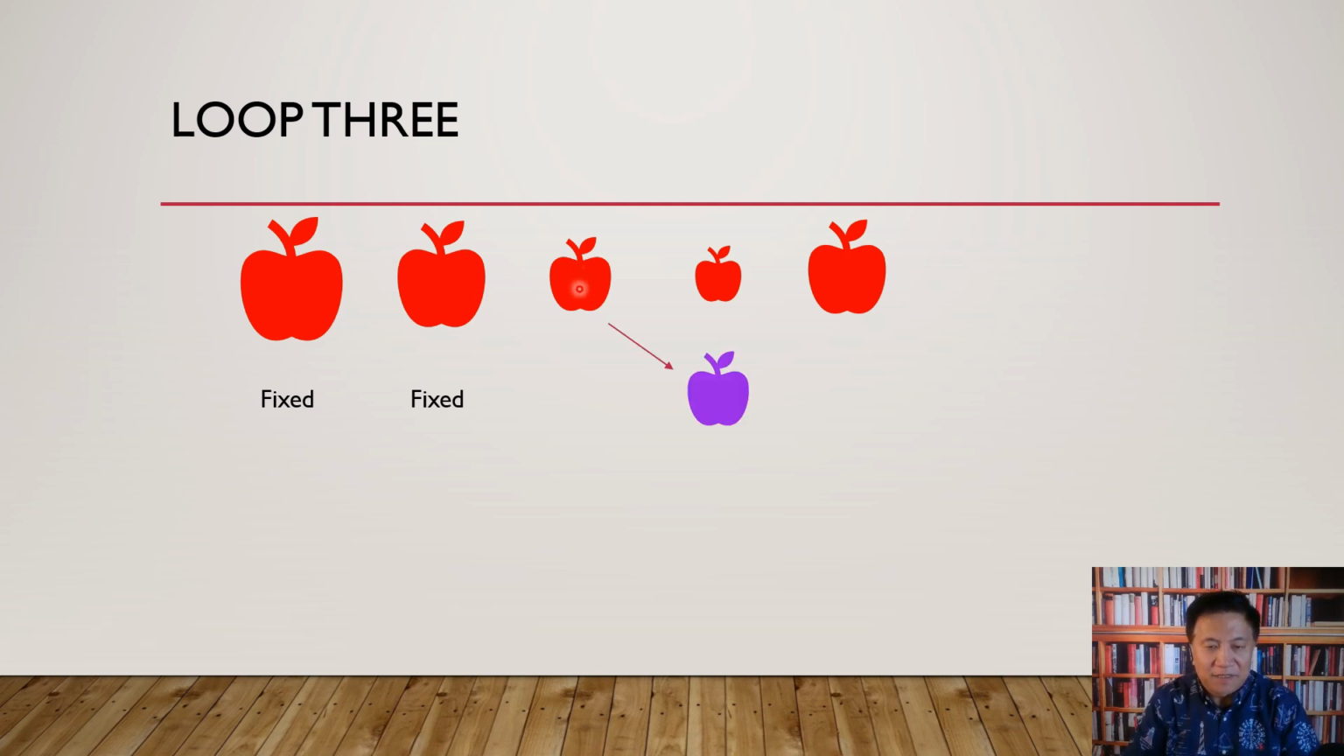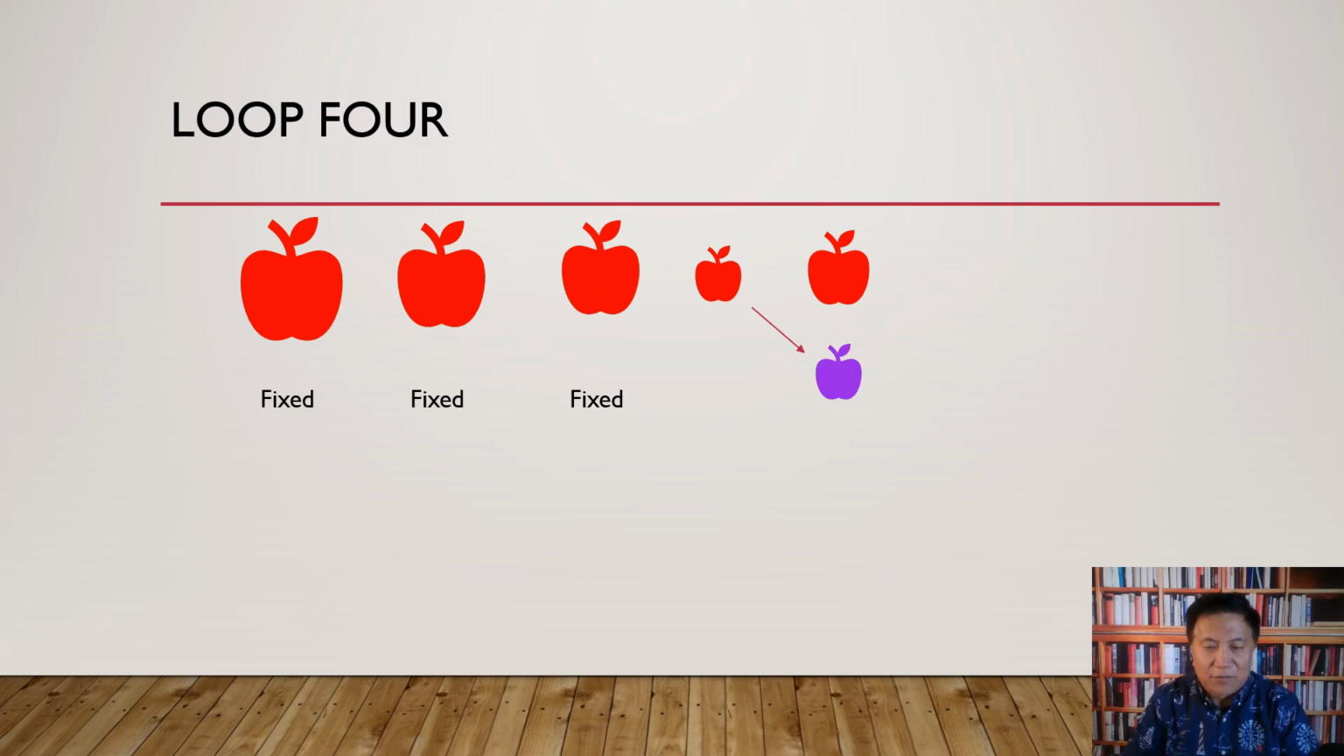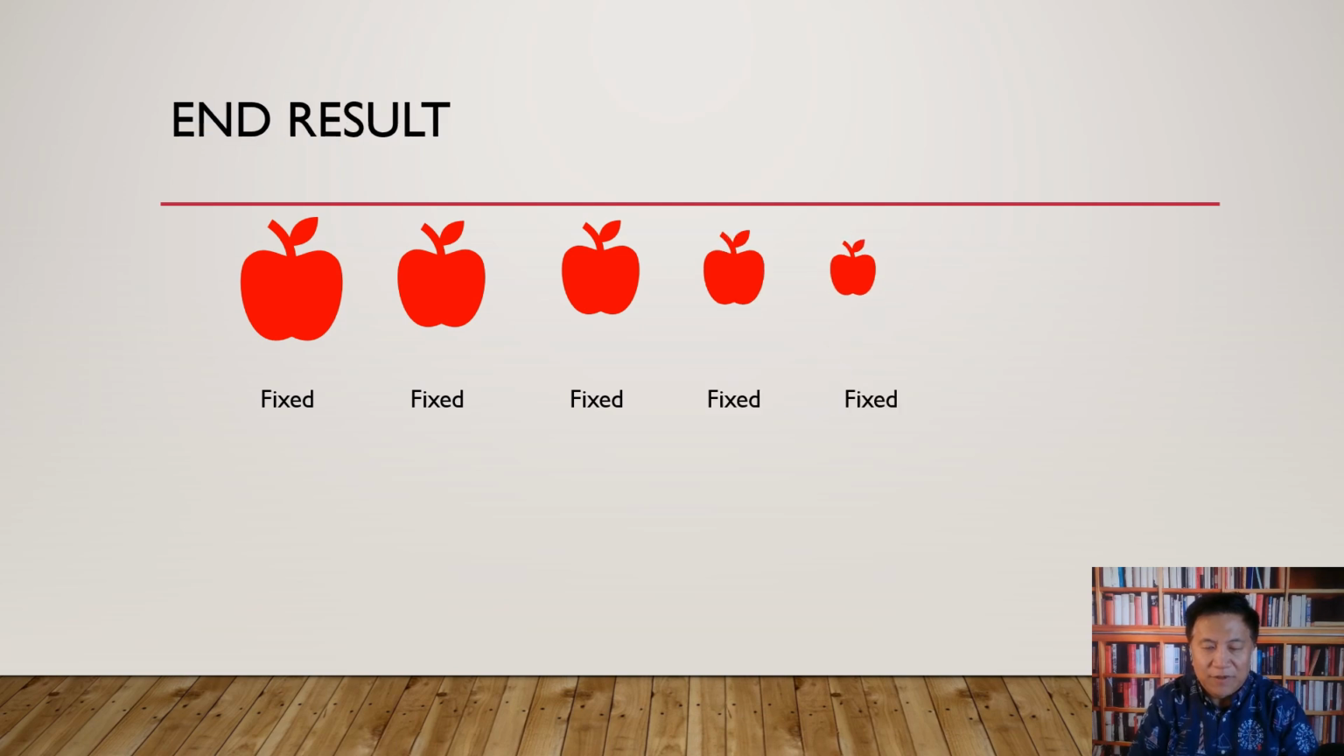Now we repeat this process, comparing the first one in the rest of this list to the next one. It's bigger, so we do nothing. And then we compare this to the last one. It is smaller. We swap the position. After the third loop, the third largest apple is at the top of the list, and we fix its position. Final round, we compare this apple to the last one. It is smaller, so we swap their position. After this, we fix the position, and since we have only one left, this position is fixed. The end result is we ordered the size of apples from the largest to the smallest.